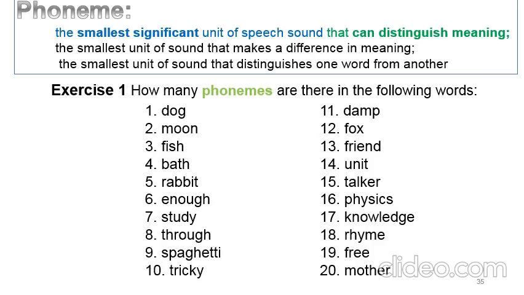D, O, G has three phonemes. Moon has three phonemes and fish, three. Remember, we're talking about sounds, not spelling. Pause the video, write the word list, and write the number of phonemes in each of these words.